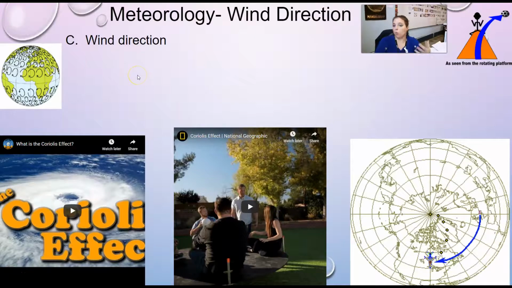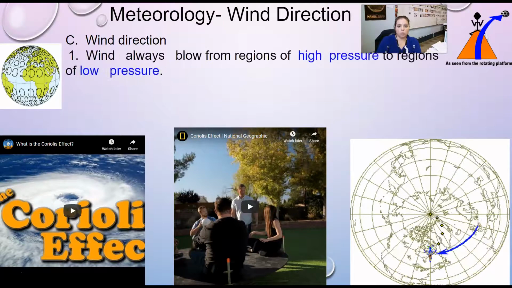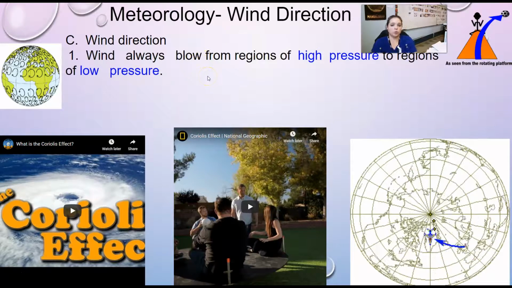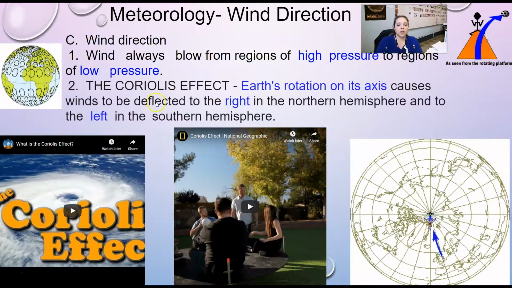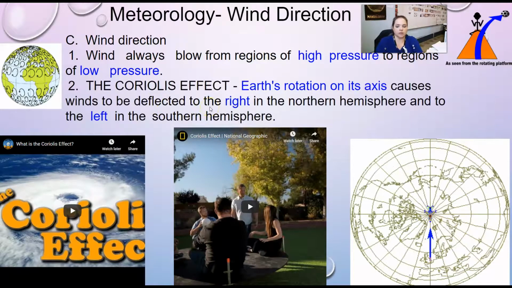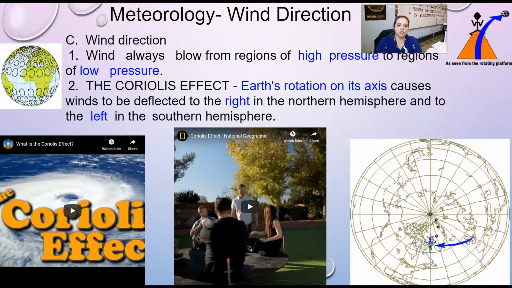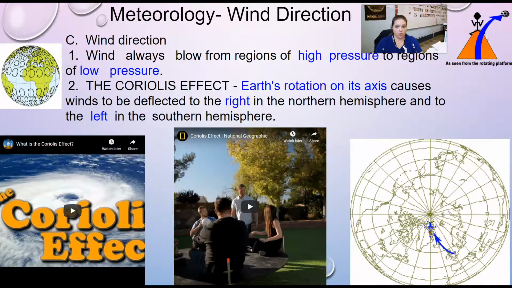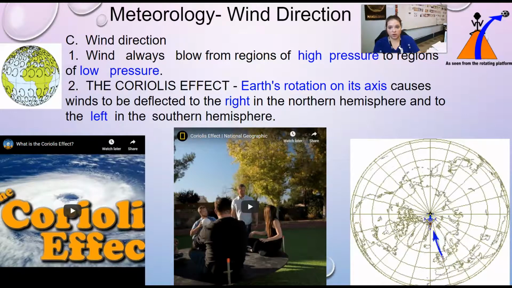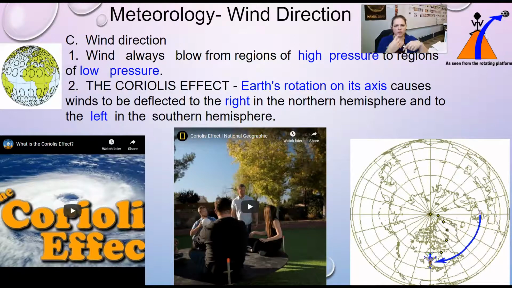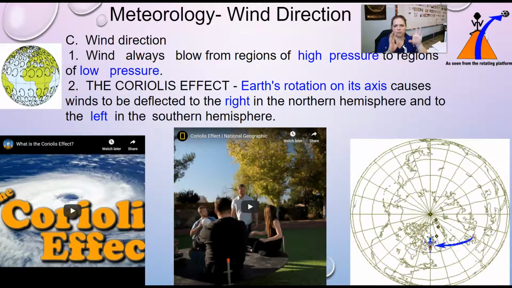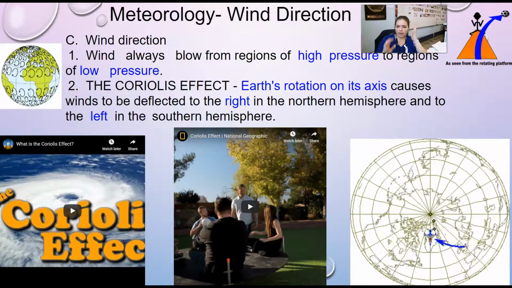So wind direction, how does wind direction happen? Well, wind always goes from high pressure to lows, and it causes something called the Coriolis effect. Earth's rotation on its axis causes winds to be deflected to the right in the northern hemisphere and to the left in the southern hemisphere. I don't know if you saw the clockwise, counterclockwise toilet thing, something similar, only with the wind.